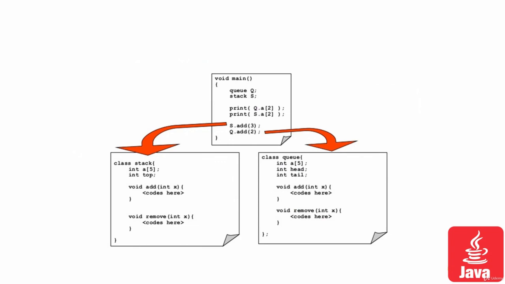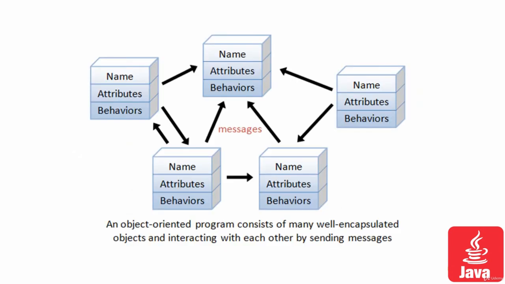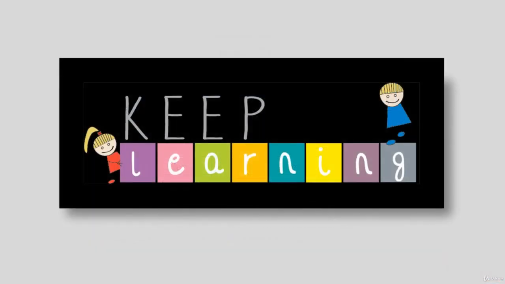By writing this command s.add, we can call the add method of the stack class. In an object-oriented program, we have different classes and different variables. They consist of many well-encapsulated objects and interact with each other by sending different sets of messages, that may be either tokens or different sets of things. We can perform a wide range of operations with object-oriented programming. We're going to learn more in the coming lectures. Till then, keep learning and keep moving ahead.